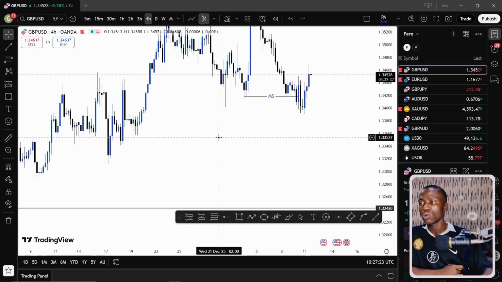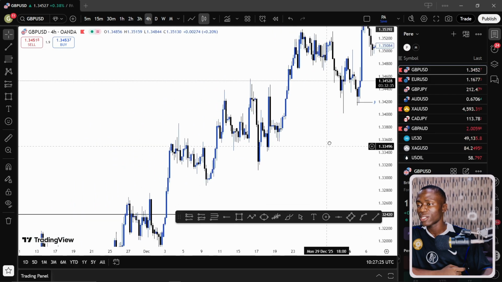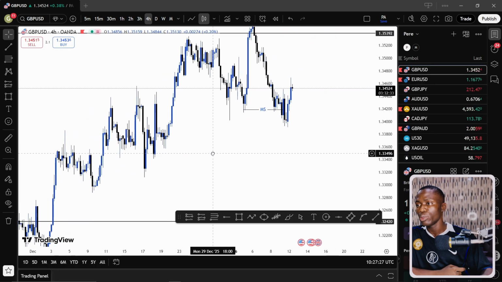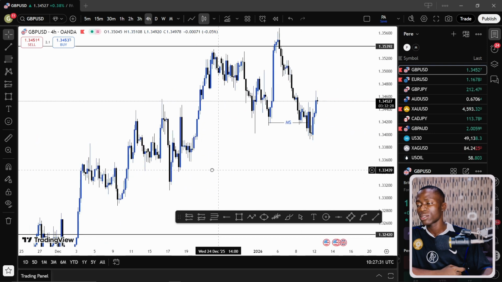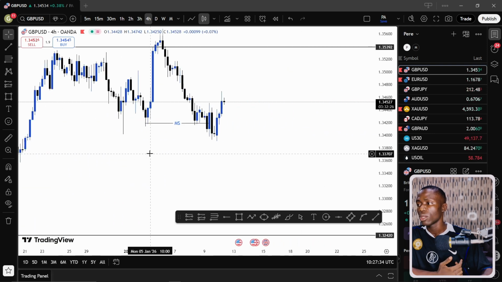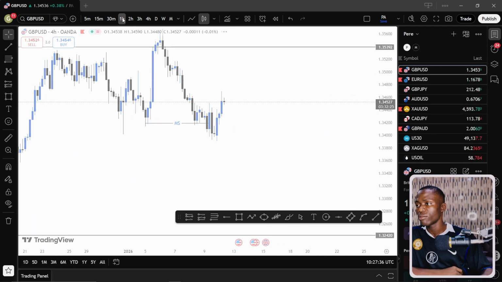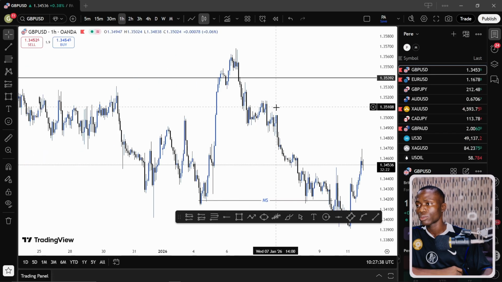So with this in mind, we've actually identified our market bias to be on a downtrend. So from here we'll agree that the market bias is on a downtrend on the 4-hour time frame. So from this I'll head over to the 1-hour time frame where I'll do my final setup.